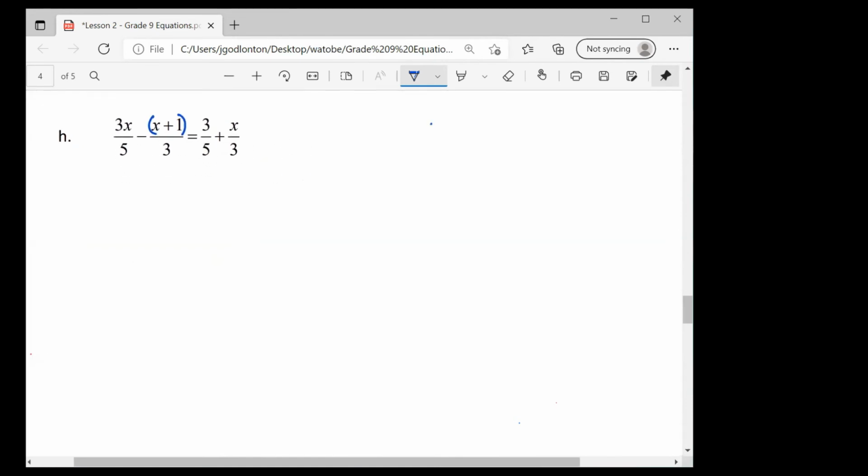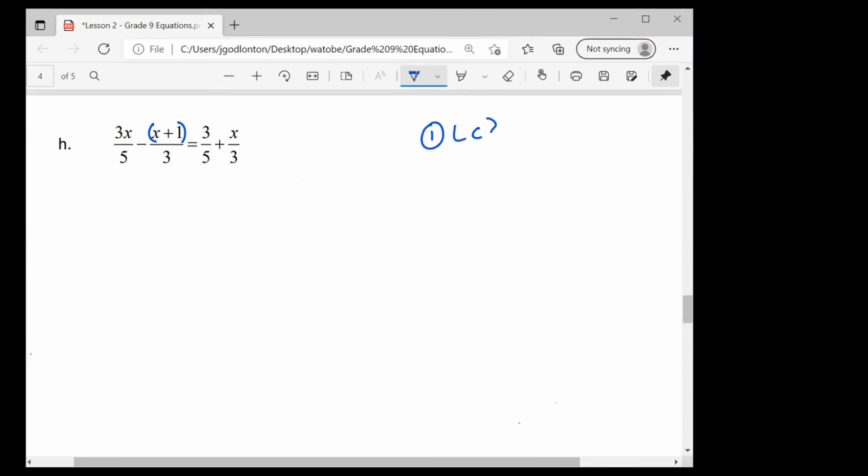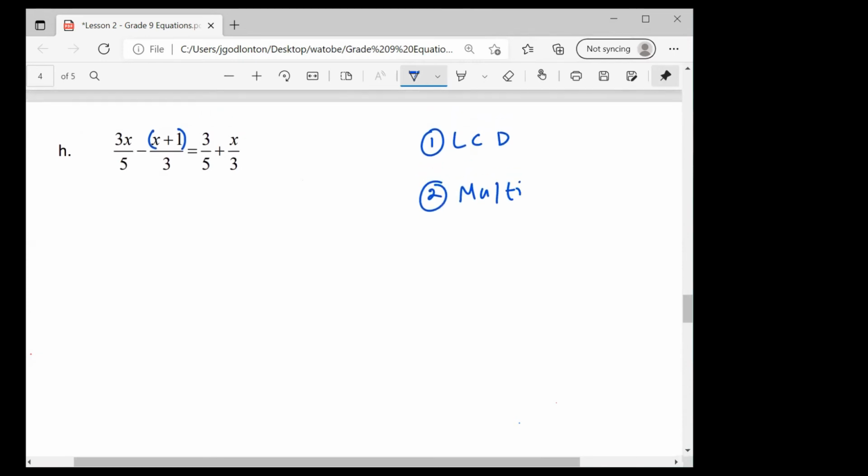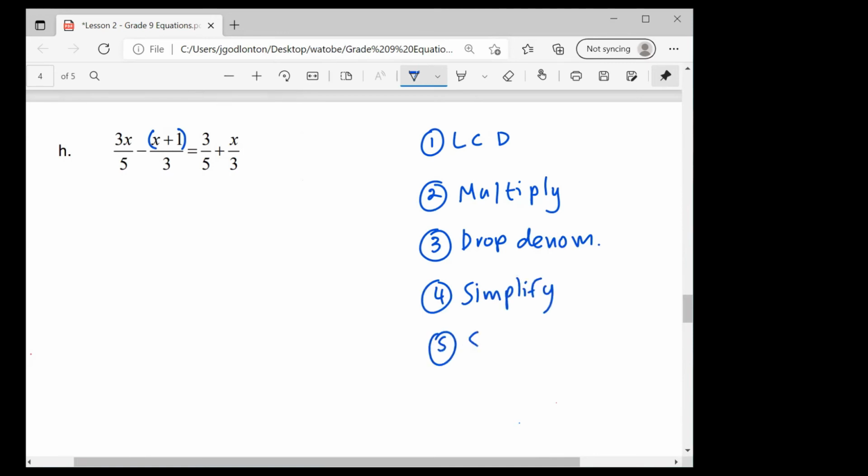So step 1, find your LCD. Step 2, multiply the top terms. Step 3, drop the denominator. Step 4, simplify. And then step 5, solve for x.